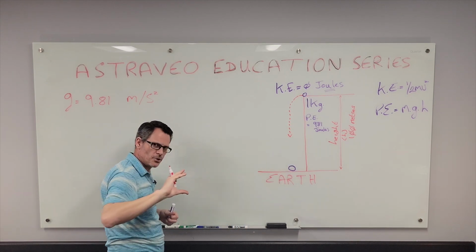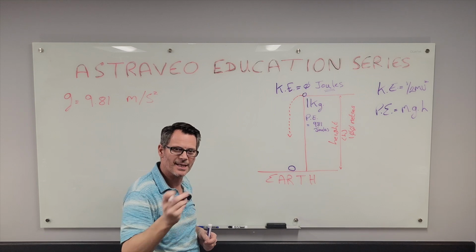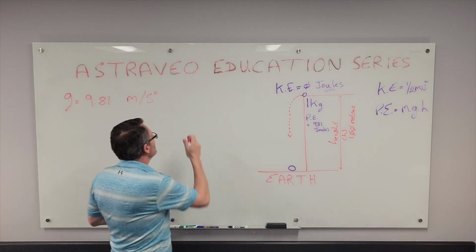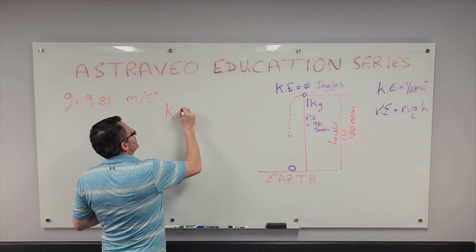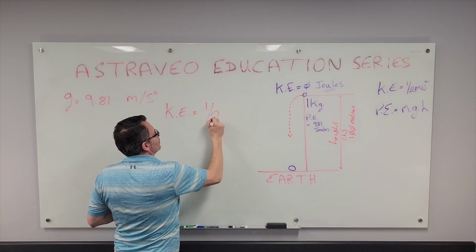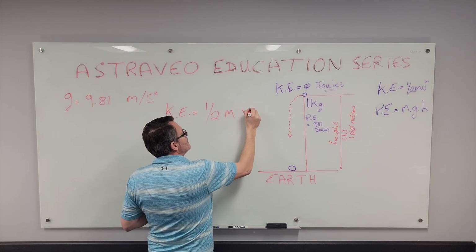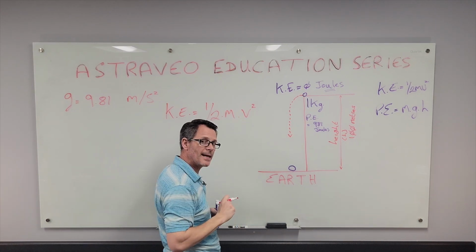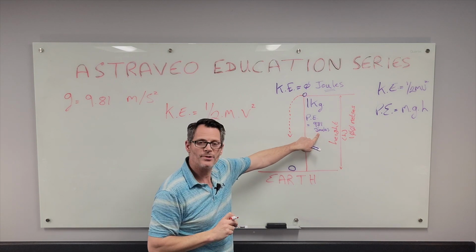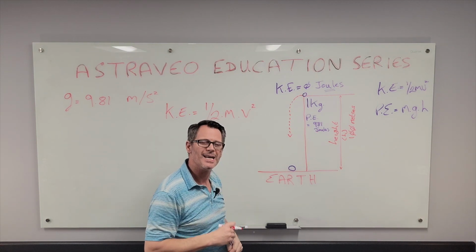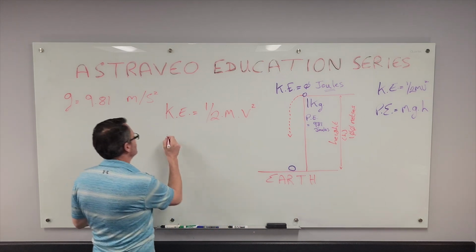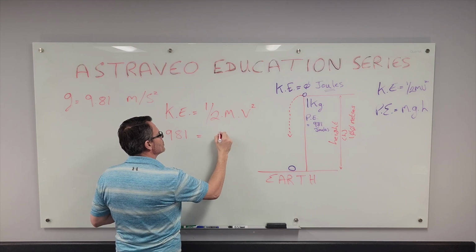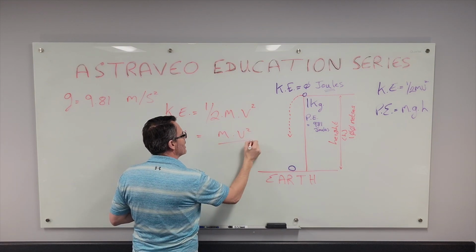Down here, assuming complete energy transformation from potential into kinetic, we can work out the velocity of that object just before it hits the Earth. And we can do it like this. Kinetic energy, as we know, is 1/2 mv squared. But we also know that the kinetic energy, if there's complete energy transformation, is 981 joules, as all that potential energy is transformed into kinetic energy. So we're going to write 981 equals mv squared divided by 2.